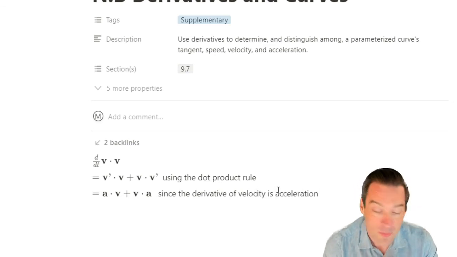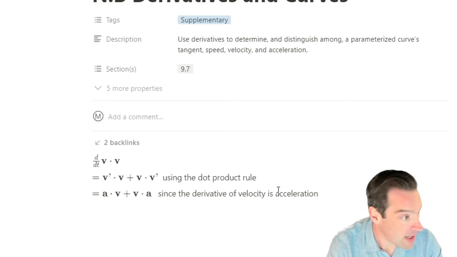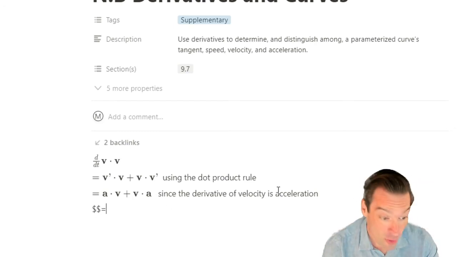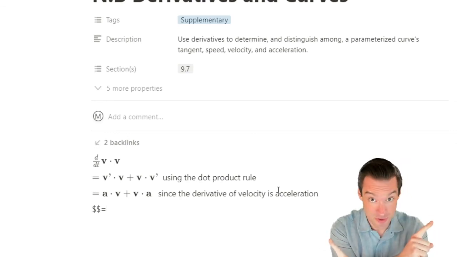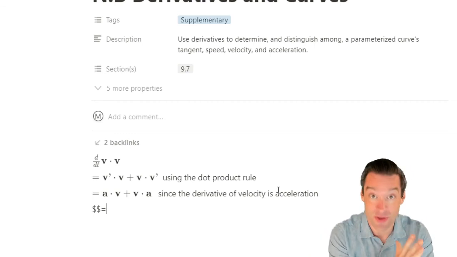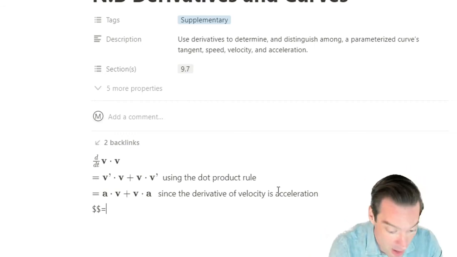Okay, but what else do we know about the dot product? What is the relationship between a dot v and v dot a for a dot product? The same. They're the same. So cross products had an anti-symmetry to them, so you get a minus sign when you switch places. But the dot product is symmetric, so that a dot v and v dot a are the same thing.